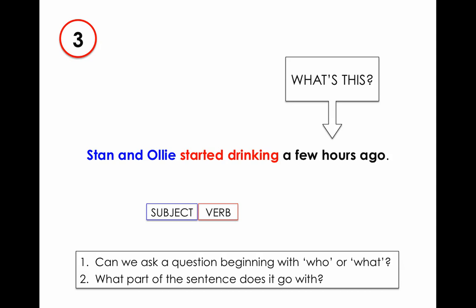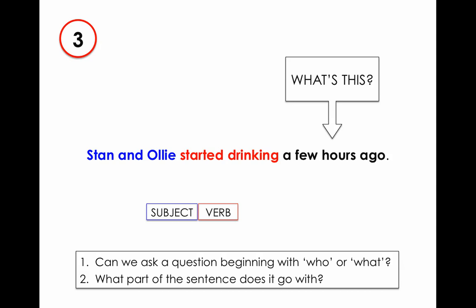So in this case, we can't ask a question beginning with who or what that gives a few hours ago as the answer. We can ask a question with who that goes like this: who started drinking a few hours ago? But the answer to that question is Stan and Ollie. We can ask, what did Stan and Ollie start doing a few hours ago? But the answer to that question is drinking. So we can't ask a question with who or what that gives us a few hours ago as the answer.